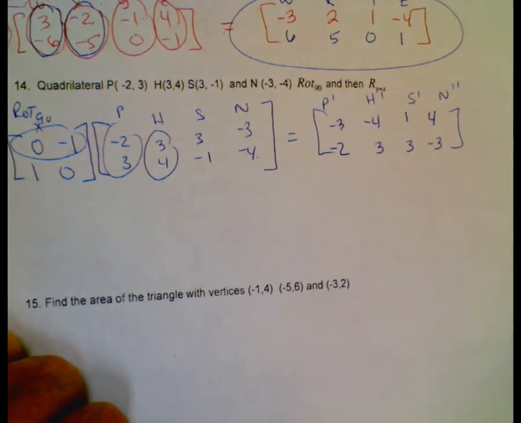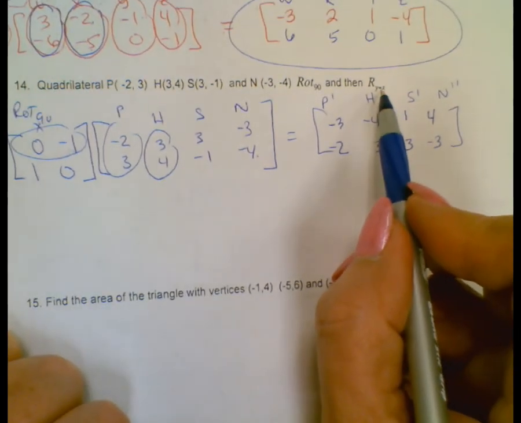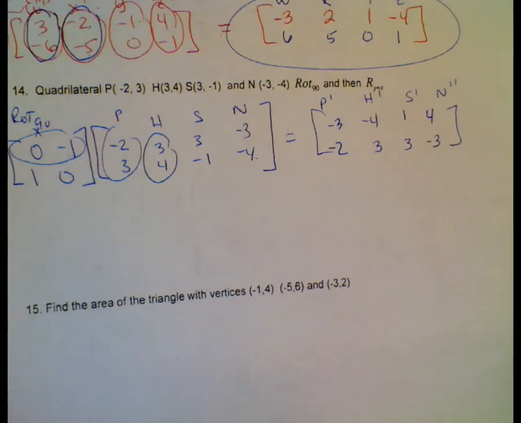Then they want us to do this, y equals x. What does that mean? It means switch the y's and x's. It means you're going to reflect it over the origin or the line y equals x.